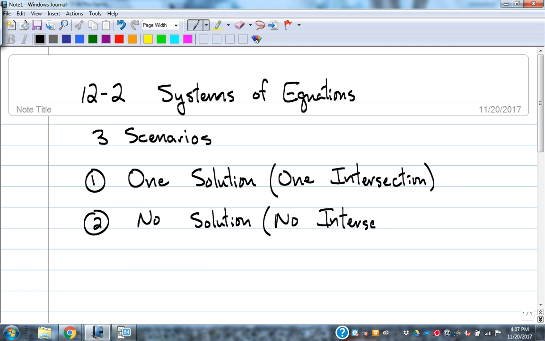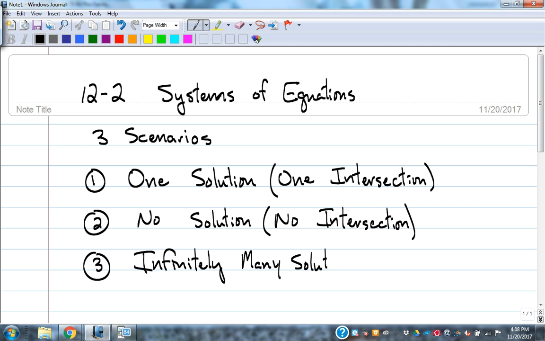Thus, no intersection. If you're dealing with linear systems, that would be parallel lines if you were graphing these things. So to visualize something that had no solution, you think about parallel lines. They never cross. One solution is going to be 2 lines that cross somewhere. And then the third scenario is infinitely many. If you're graphing, they would be the same line. And when we get to 3 variable systems, it'd be the same plane, or planes intersecting at a line.